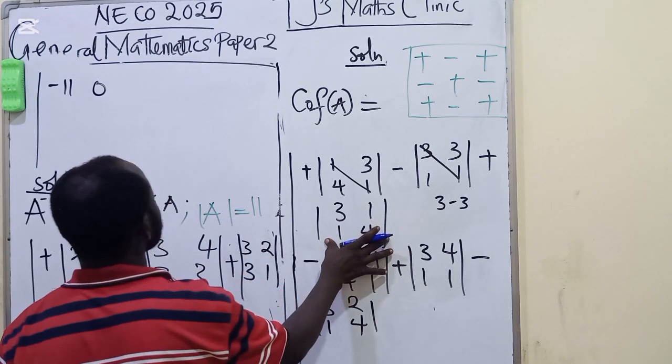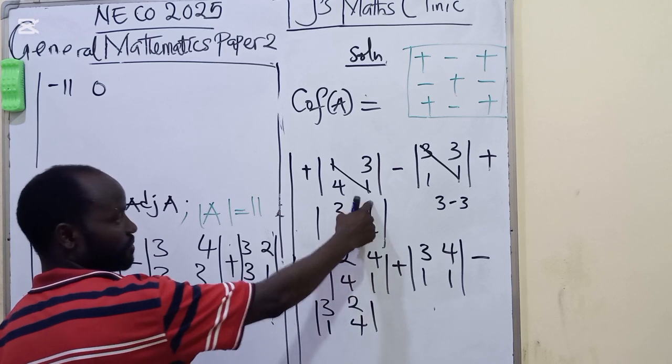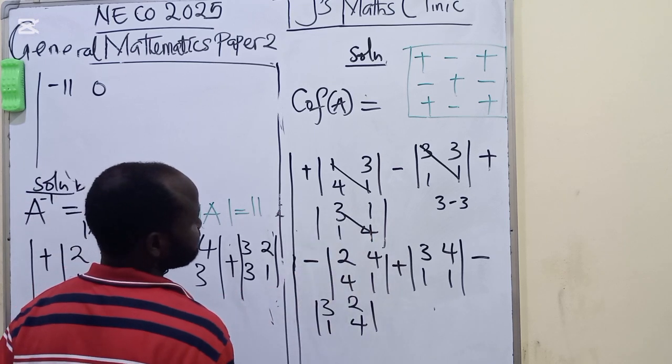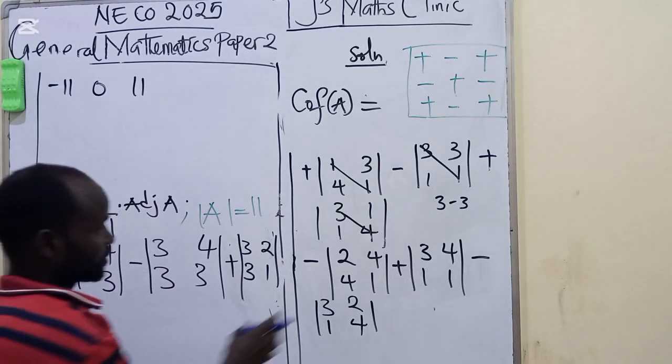Then we move here, which is plus now. This is 12. 3 times 4 is 12. Minus 1, of course, it will be 11. So I have 11 here. So I'm through with the first one. I will move here now.